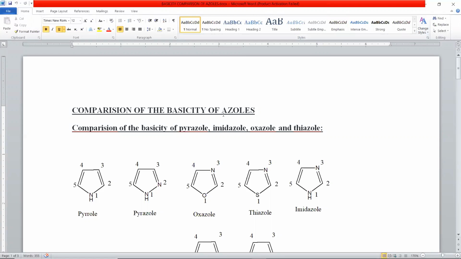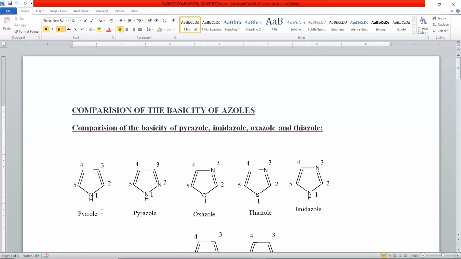So these are the structures. Pyrazole contains two nitrogen atoms. Oxazole contains an oxygen atom in position 1 and nitrogen in position 3. Thiazole contains sulfur in position 1 and nitrogen in position 3. Imidazole contains nitrogen in position 1, this is NH, and another nitrogen in position 3.